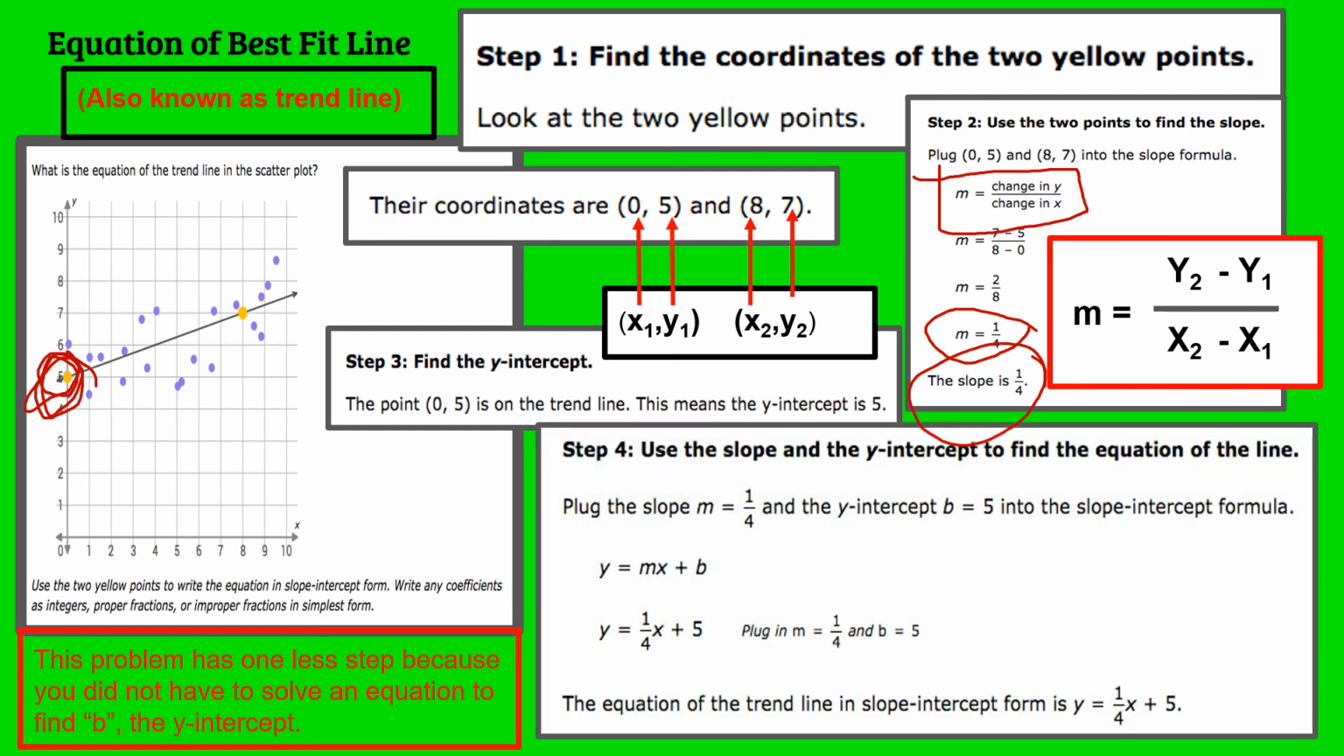Now that we know that the slope is equal to 1/4 and the y-intercept is equal to 5, we can simply substitute them into our equation, y equals mx plus b, taking out the m, putting in 1/4, taking out the b, putting in 5. We get y equals 1/4 x plus 5 for our final answer.